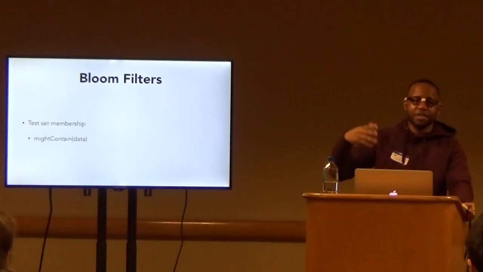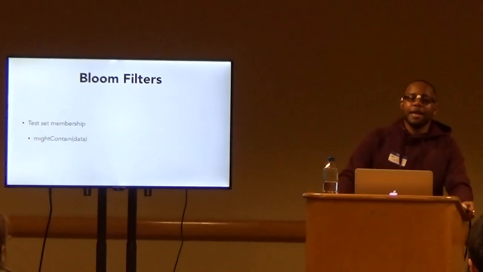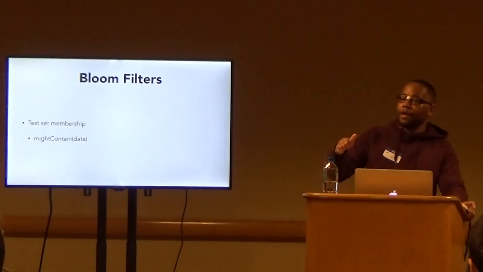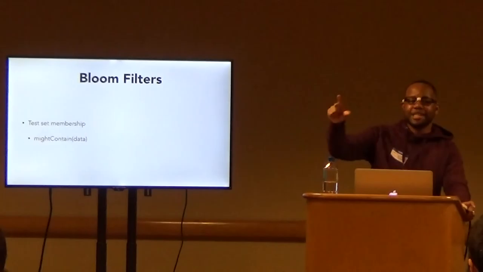When you want to test membership for a piece of data, so you may ask, is it possible that this Bloom filter contains this data? You apply the same hash functions to that data, and if all the bits are flipped, then you know it might be the case that the data exists. That's why it's probabilistic. It might contain that data. Now, if all the bits aren't flipped, then you know for sure the data doesn't exist. So that's the nice property of Bloom filters: in the negative case, you have absolute certainty that the data does not exist in the set. It's only in the positive case that you can't be sure.